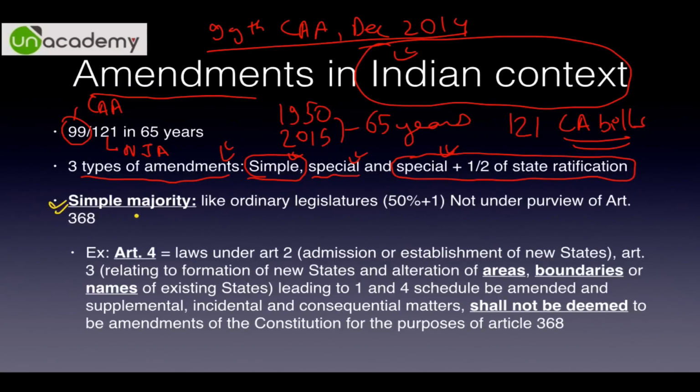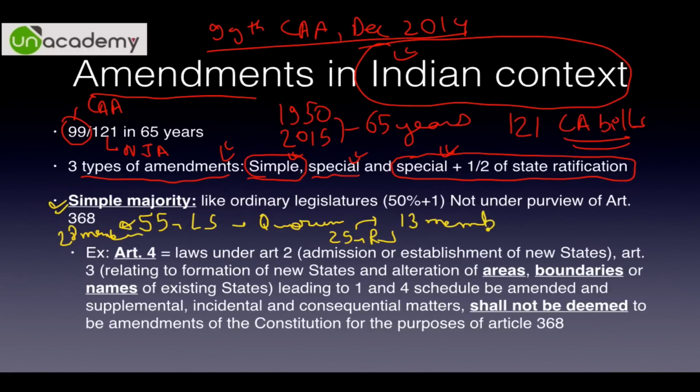Quorum should be there. So let's say there are 55 members in Lok Sabha. So that forms a quorum. Yes, quorum means 1/10 of the members. Or say there are 25 members in Rajya Sabha. So you just need the vote of, in this case, 28 members to amend the constitution. And in this case, you just need the vote of 13 members to amend the constitution under simple majority. So they just need ordinary legislation, that is 50% plus 1 of those present and voting, not the total strength of the house.